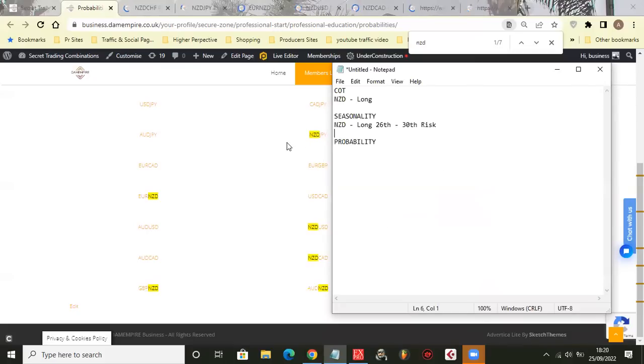So NZD CHF should be looking long, NZD JPY long, Euro NZD should be looking short. So anything that comes after, if NZD comes first, it's always going to go long. If it comes second, the asset's going to go short. So that being said, we'll look at NZD CHF.